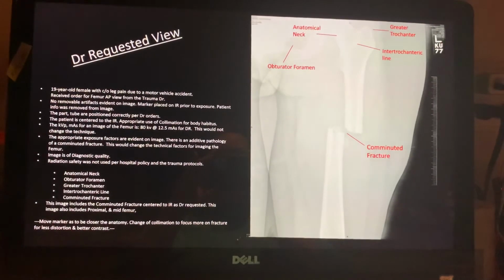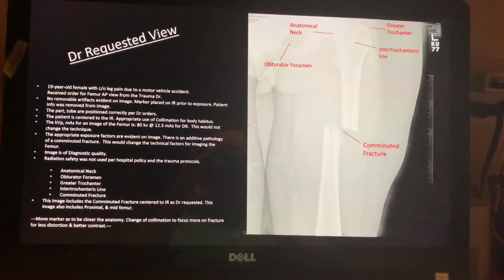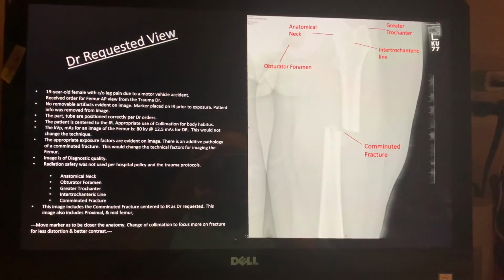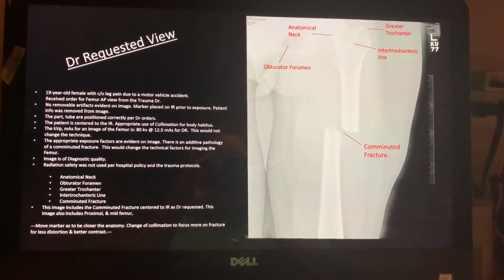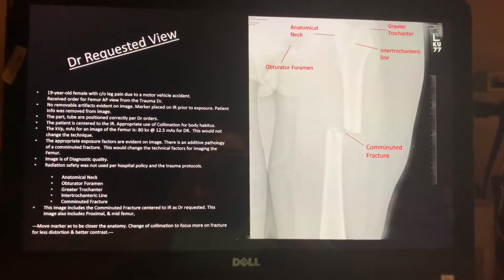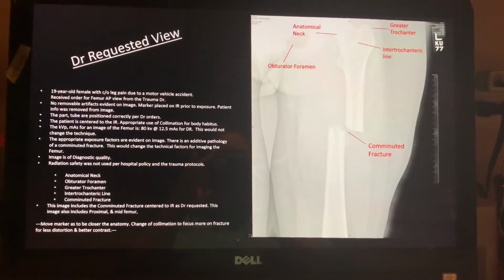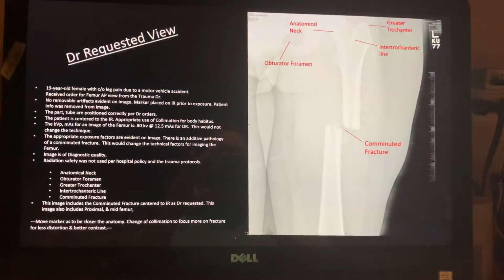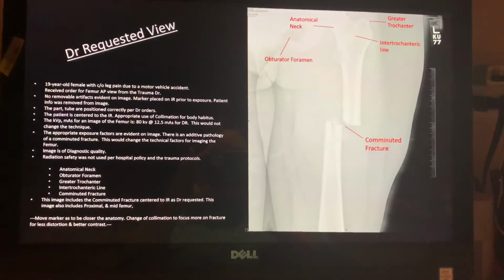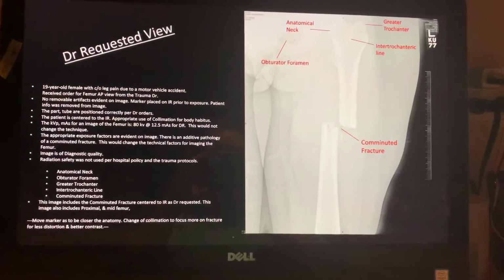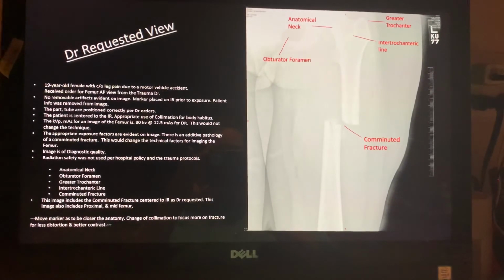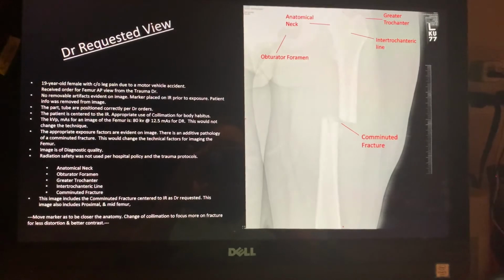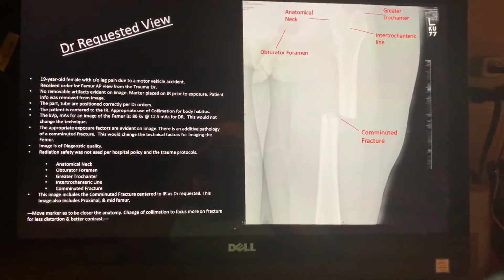Radiation safety was not used per hospital policy and the trauma protocols per patient. The techs were wearing lead aprons. On this image, you have the views of the anatomical neck, obturator foramen, greater trochanter, intertrochanteric line, and the comminuted fracture. This image includes the comminuted fracture centered to IR as doctor requested. This image also includes the proximal and mid femur.